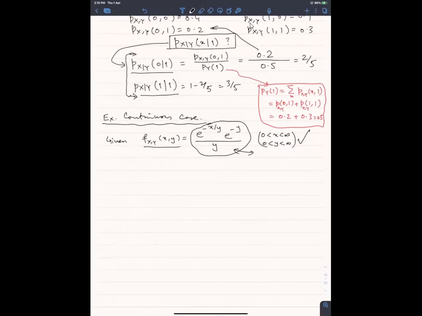Now we are being asked to find the probability that x is greater than 1 given that y is equal to y. If you are given that y is equal to y, what is the probability that x is greater than 1? Okay, so if I can draw this picture here, here you have x and y. This function here is non-zero in the first quadrant. It exists in this quadrant.